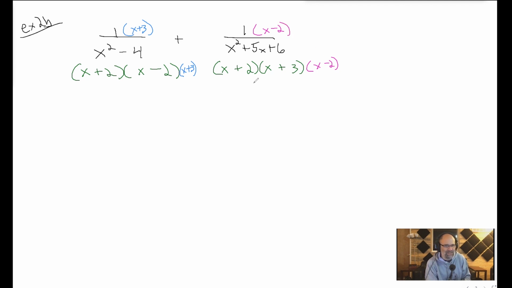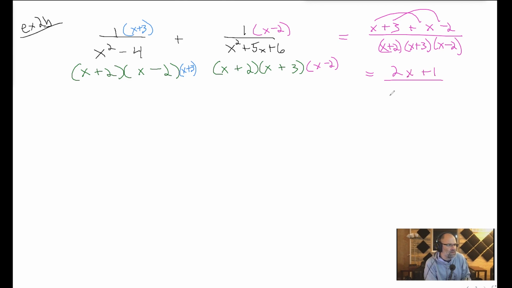Okay, now the denominators look the same. They're in the wrong order, but remember, multiplication is commutative, so it doesn't matter what order it's in. So now they all have the same factors in the denominator. So now you can add them. So this is just x plus 3 plus x minus 2 all over that thing, x plus 2, x plus 3, x minus 2. Okay, simplify this. Just combine those like terms, and you get 2x plus 1 all over x plus 2, x plus 3, x minus 2.